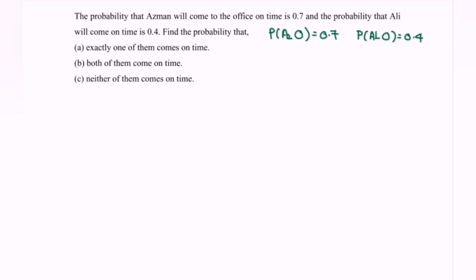B, both of them come on time. So here we have the situation, the probability that Azman will come on time and Ali will come on time. So here we have 0.7 multiplied with 0.4. So the answer will be 0.28.